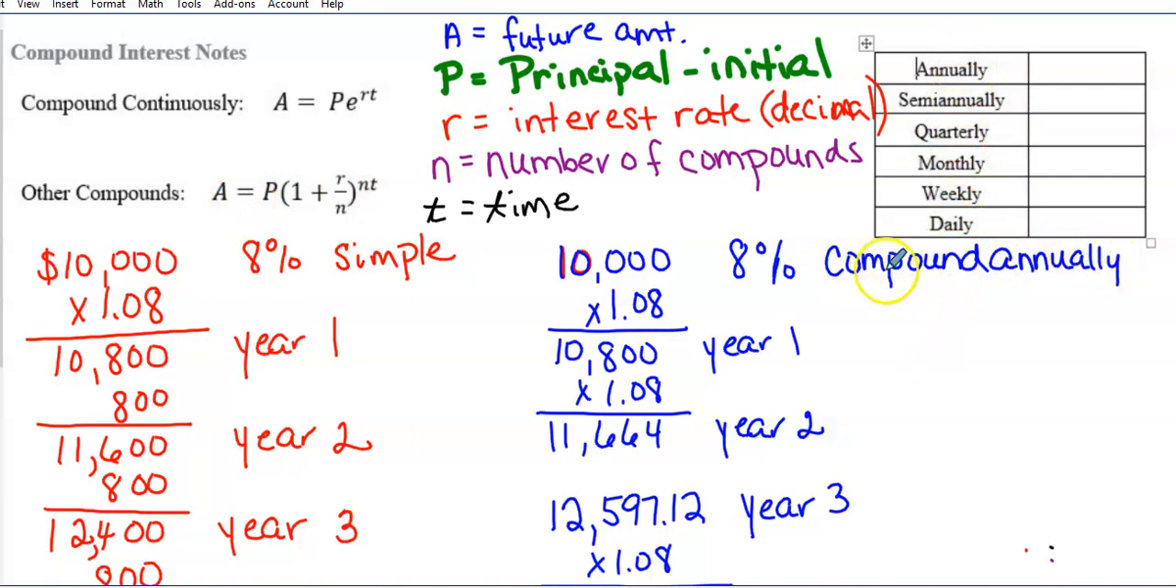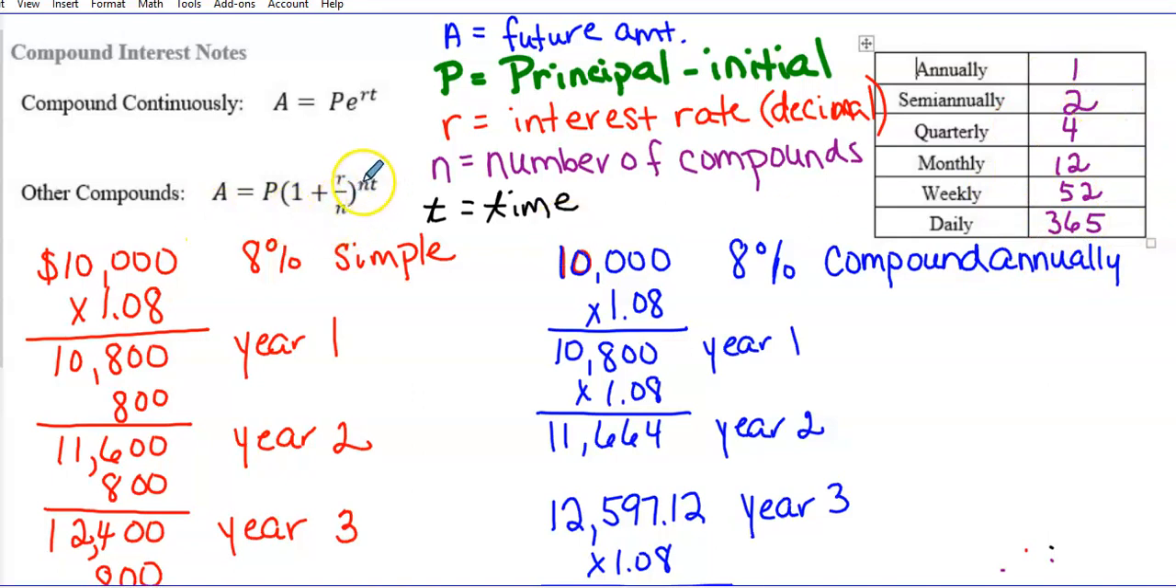So if it's compounded annually, the N is going to be a 1. Okay, so if it's compounded annually, your number of compounds is 1, because this is how many compounds per year. Semi-annually means every 6 months, so that would be 2 compounds per year. Quarterly means every 3 months, every quarter, because quarters are 3 months of a year. So that means it would be 4 compounds per year. Monthly, of course, would be 12. Weekly would be 52. And daily would be 365. Okay, so that's what you fill in for that N number.